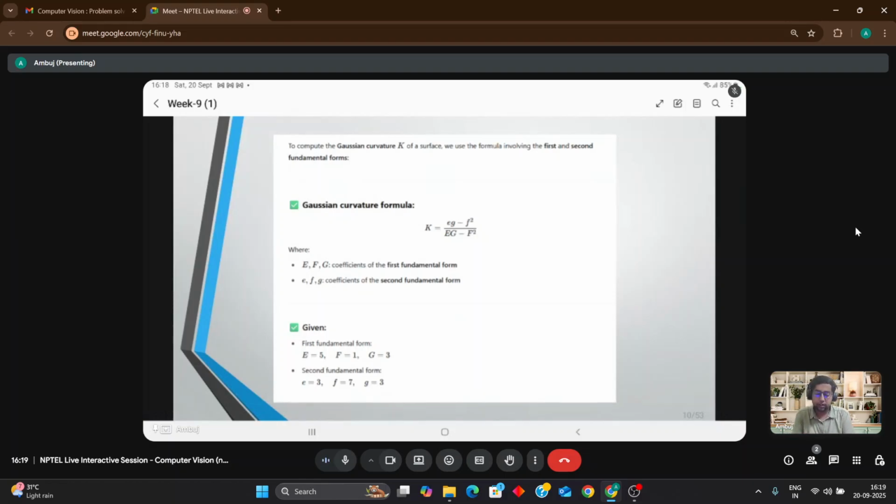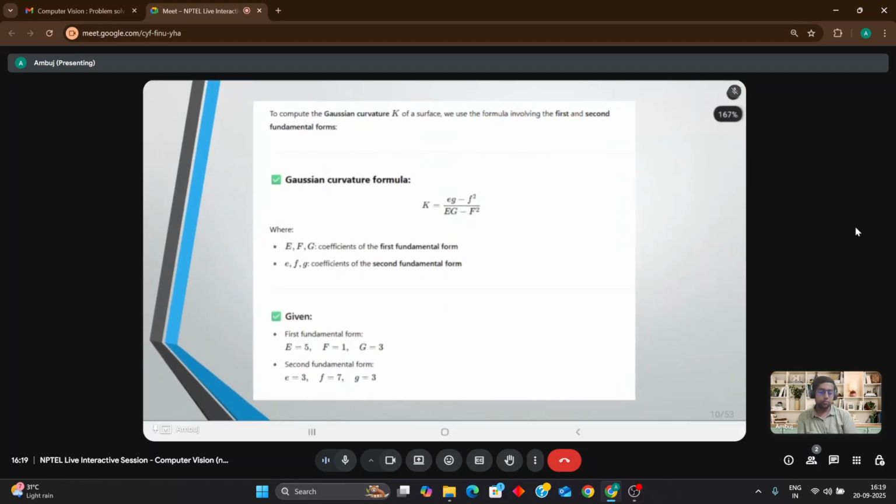Compute the Gaussian curvature K of the surface, using the formula involving first and second fundamental forms. Gaussian curvature formula is capital K equal to (eg minus f square) divided by (capital EG minus capital F square), where capital E, capital F, capital G are the coefficients of first fundamental form, and small e, small f, small g are the coefficients of second fundamental form.